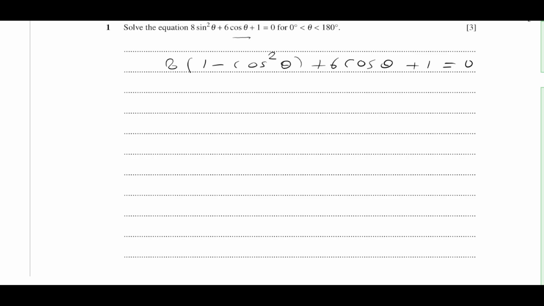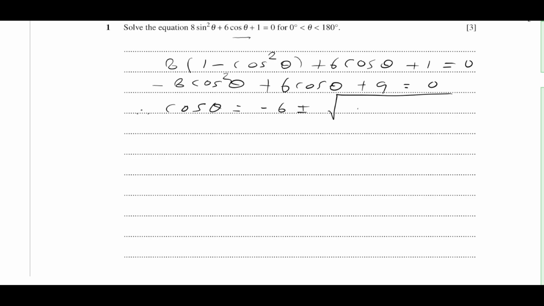Now, if you open the bracket, it is minus 8 cos square theta plus 6 cos theta plus 8 plus 1, which is 9. So plus 9 is equal to 0. So therefore, using the formula, cos theta is minus 6 plus minus root over 6 square is 36 minus 4 times a, which is minus 8, and c is 9, divided by 2 times minus 8.